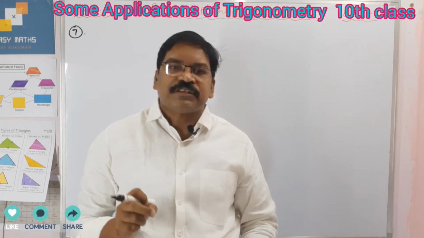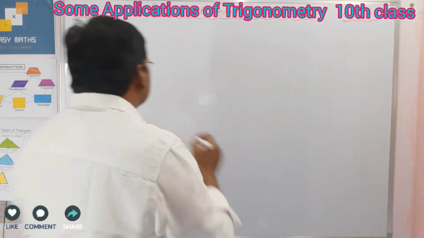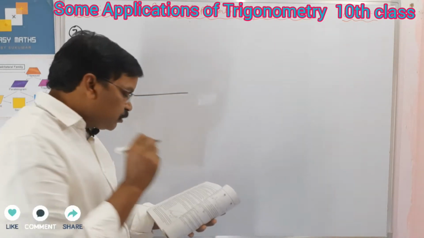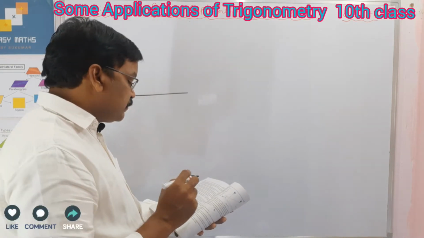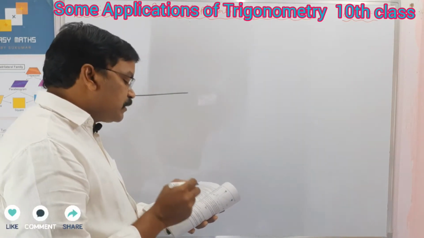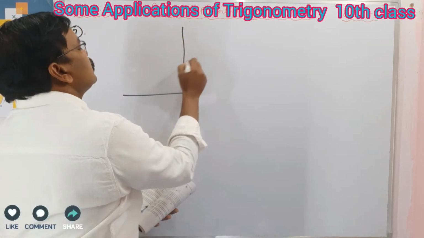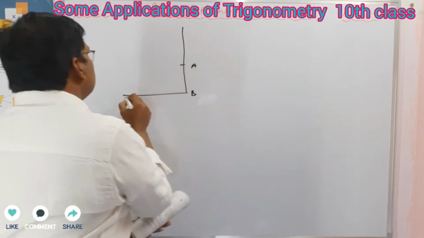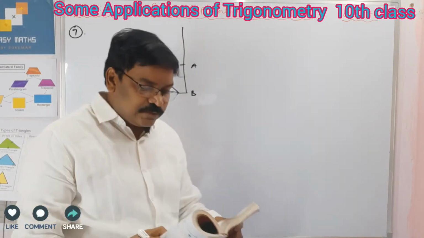Seventh question in exercise 9.1 for CBSE students. From a point on the ground, the angles of elevation of the bottom and top of a transmission tower fixed at the top of a 20 meter high building are... This is a transmission tower, this is a building, AB is the building, and this is the point on the ground. Here, what is given, my dear students?